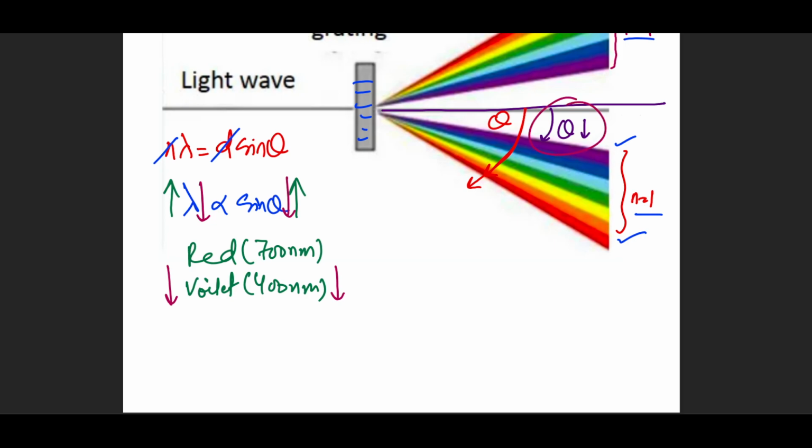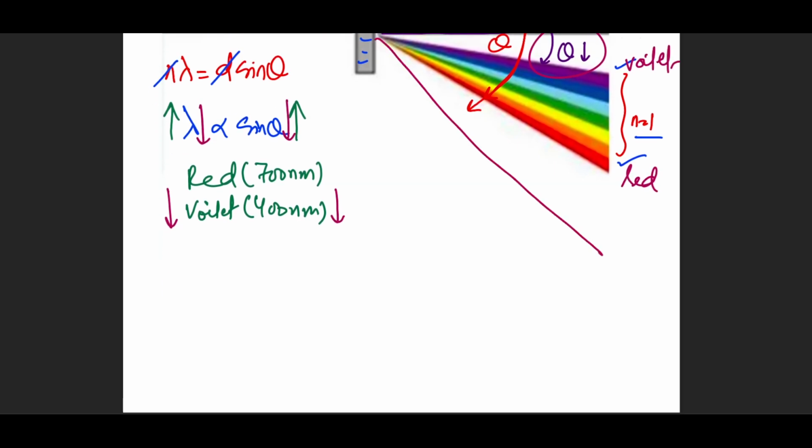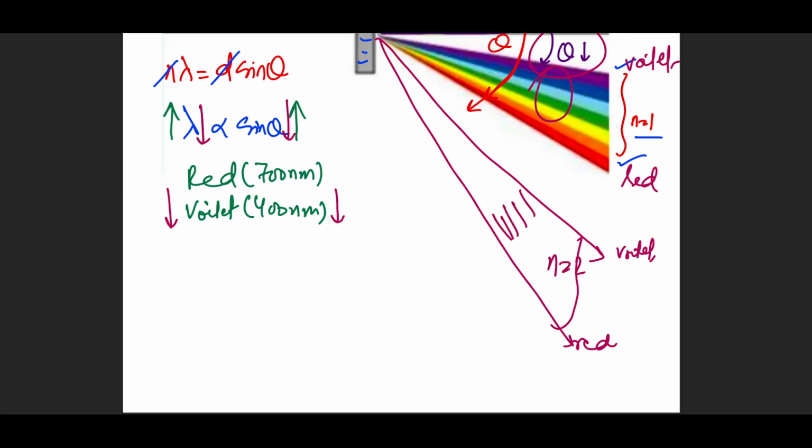That's why sine theta, or the angle of violet, is smaller than red, and that's why you will see violet first and red later. That is what's going to happen. Even when you repeat the pattern, you will see violet first for the second order, and then you will see red later for n equal to 2. And of course, all the colors in between are represented over here.